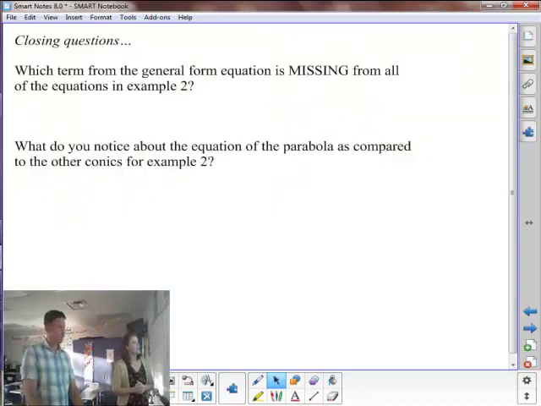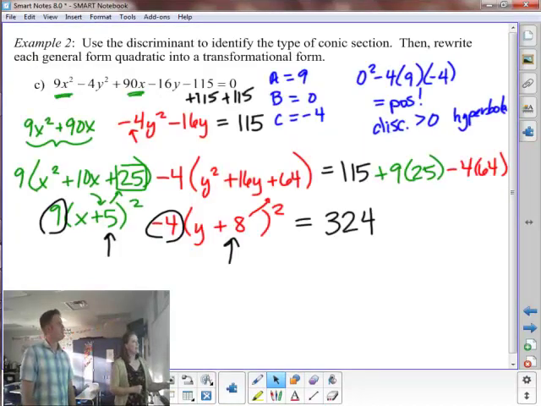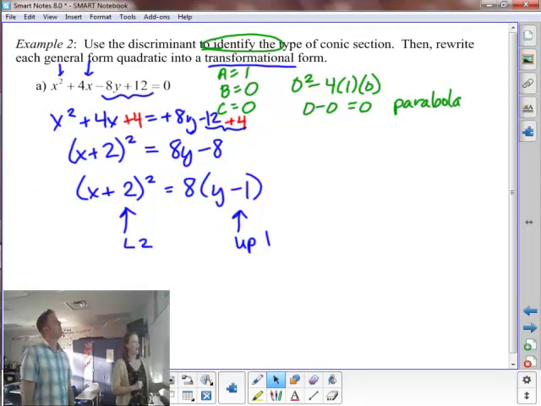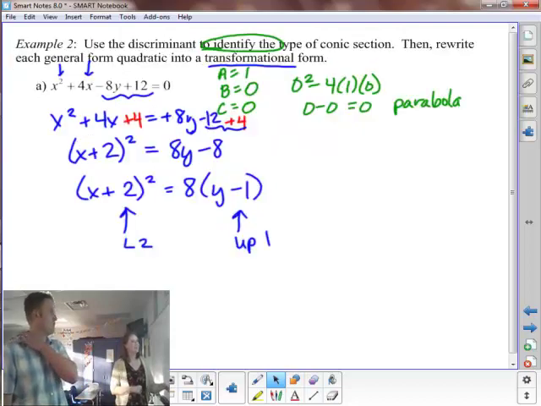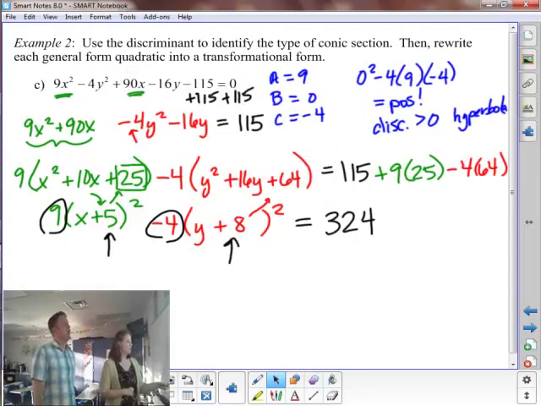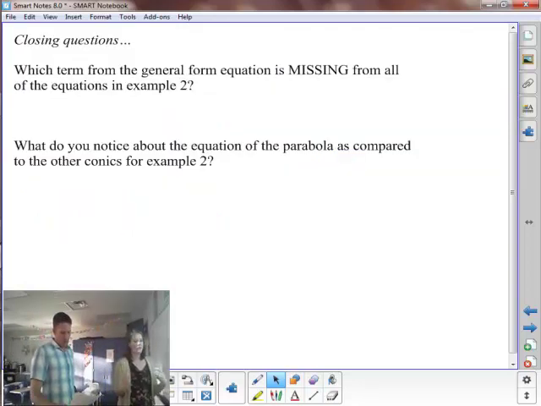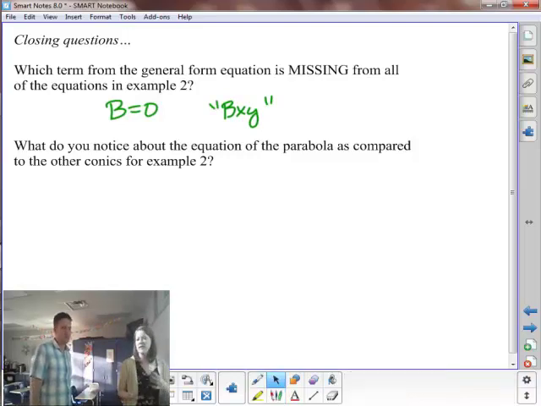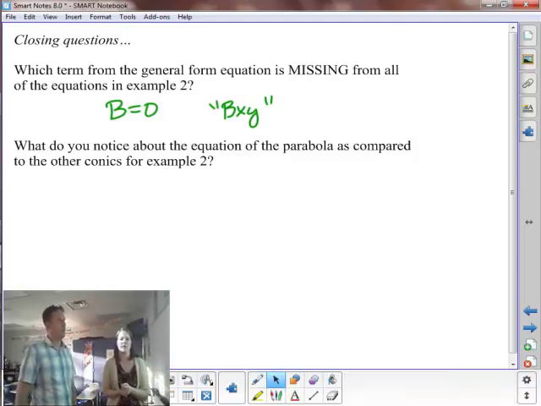Okay, last but not least. Did we notice anything missing every single time? Missing as compared to that big old fat, long equation from the beginning, specifically the discriminant. Every single time we did this, the B value was 0. The B was 0 because the Bxy term is missing. And the reason why is because we don't have the algebra skills right now to complete the square on a Bxy. We'll save that for calculus.